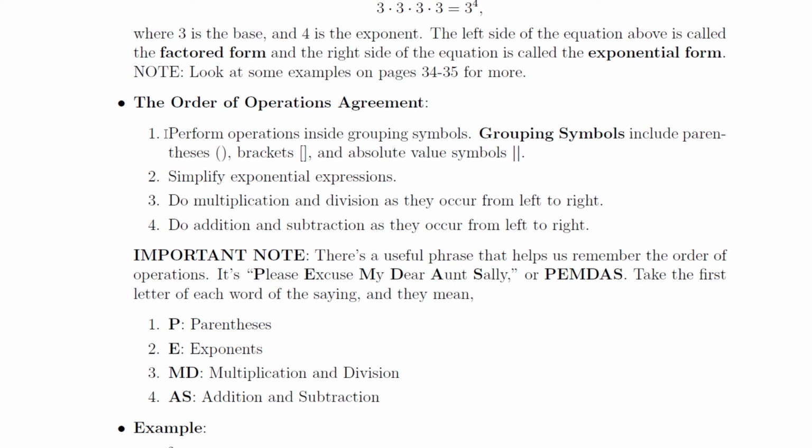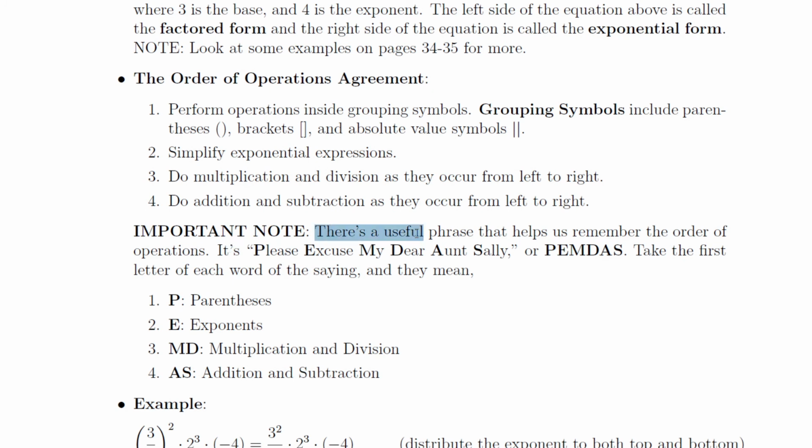So the first thing we do is brackets and grouping symbols. The second thing we do is exponents. The third thing is multiplication and division from left to right, and the fourth is addition and subtraction from left to right. So here's an important note.